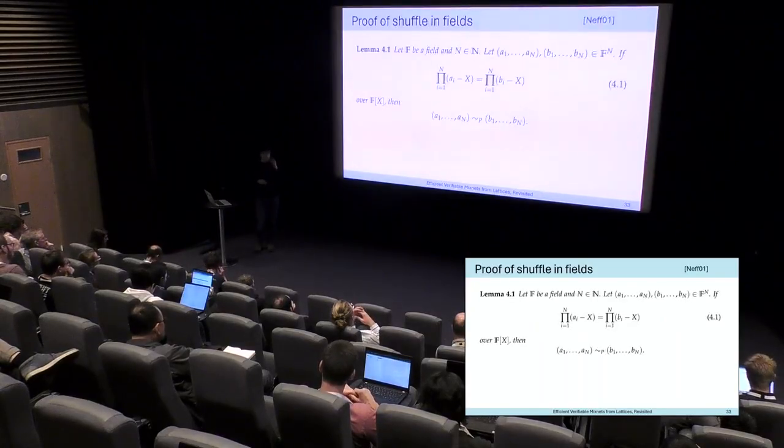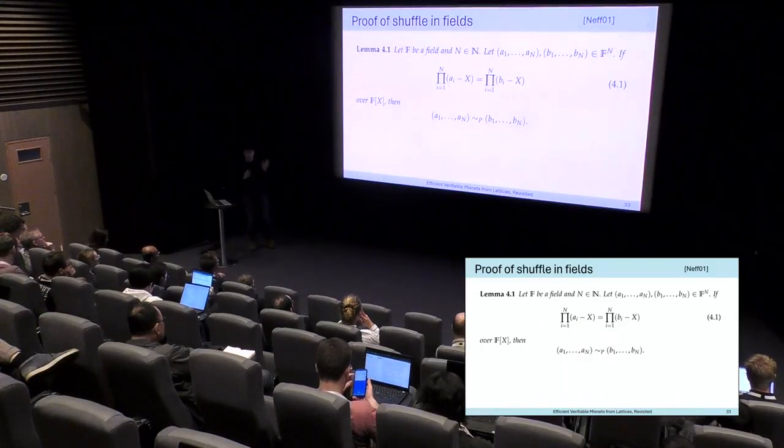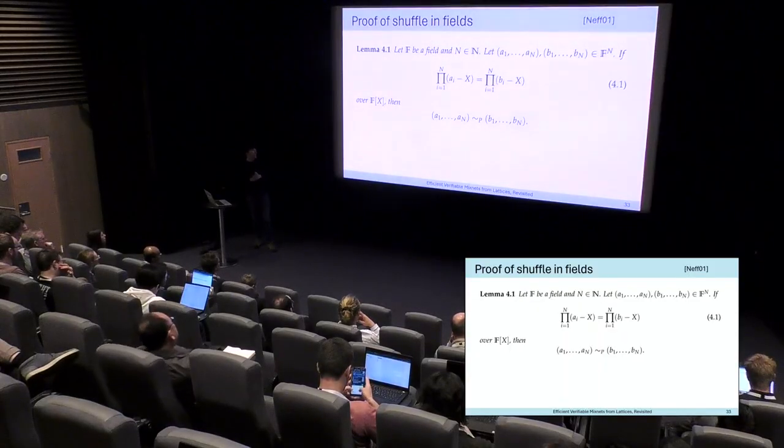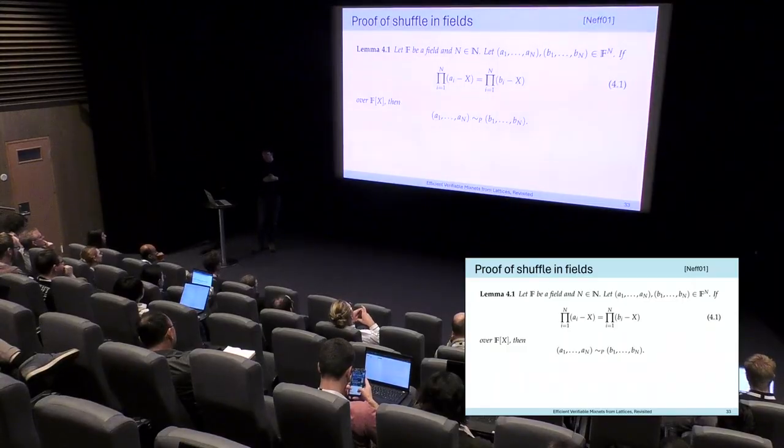Now, the classical approach that was introduced by Neff in 2001 is in the setting of finite fields. The idea is, if you have two lists of field elements and they satisfy this polynomial equation, then because of the unique factorization in the field and also in the polynomial ring, you get that the lists are related via permutation. That's what the equivalence relation means.